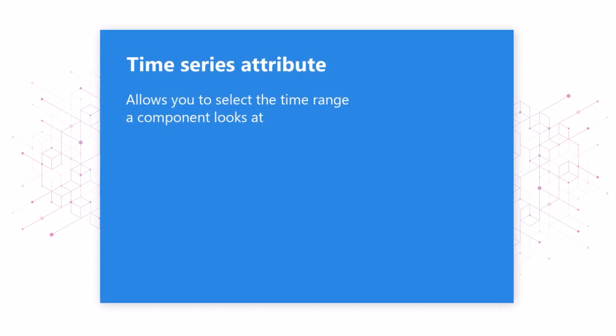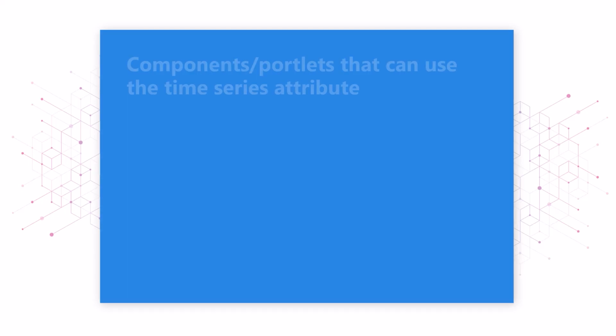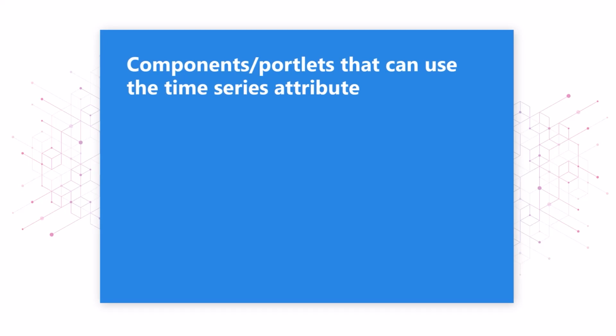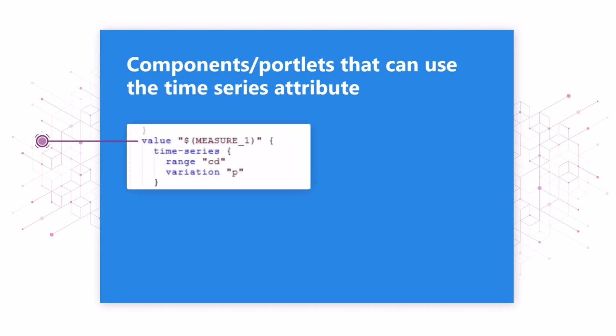Now let's talk about the time series attribute. Although this attribute will not work for every component, time series is a common attribute that allows you to select the time range a component looks at. This is available for any component that includes a value tag, that is, the indicator, chart, matrix, and measures portlets.